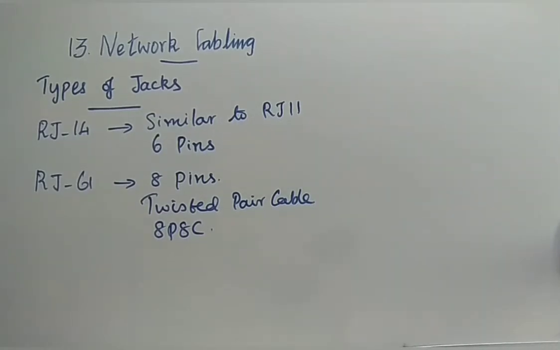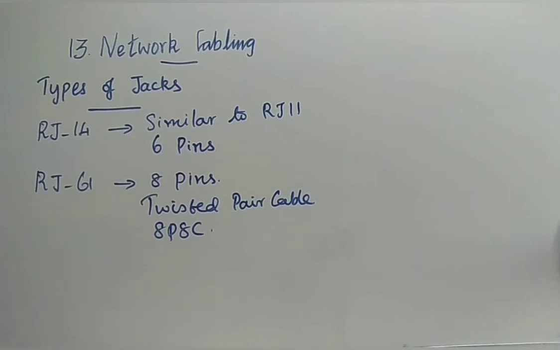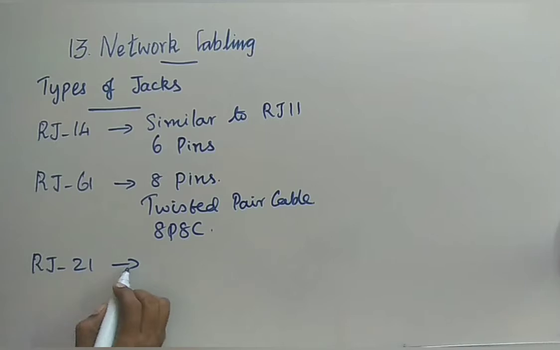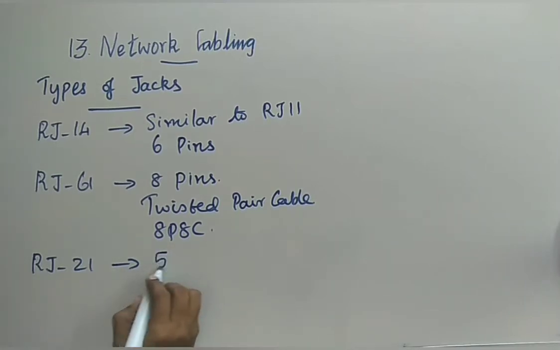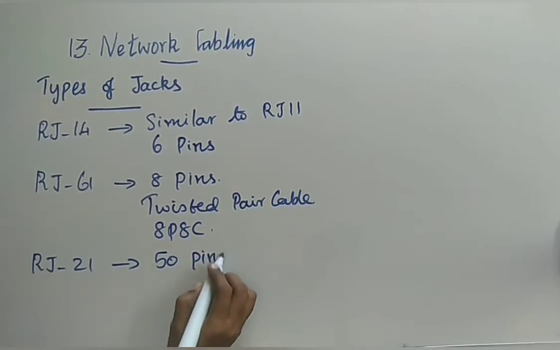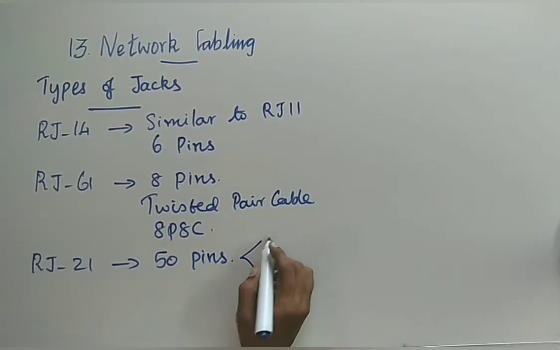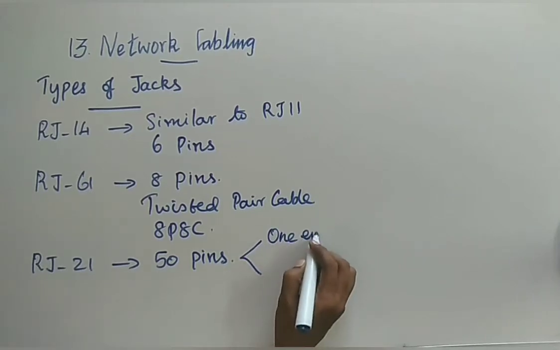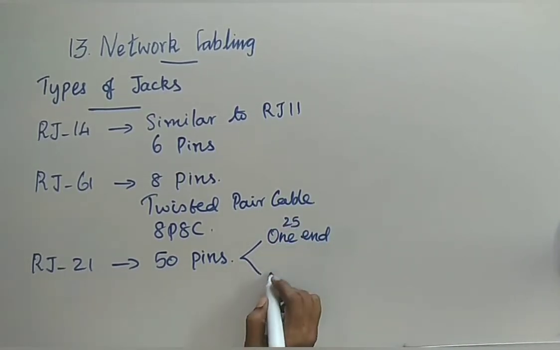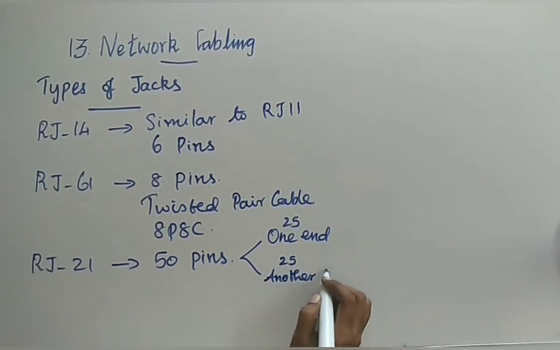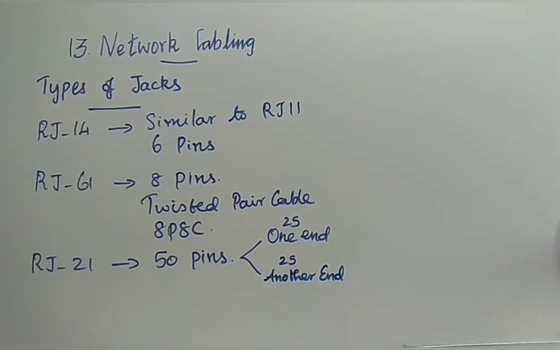So RJ14 is similar to RJ11 and has 6 pins, and the next one is RJ61, which has 8 pins. The next one is RJ21. Here it has 50 pins: 25 at one end, and another 25 at the other end. So totally it is going to have 50 pins.